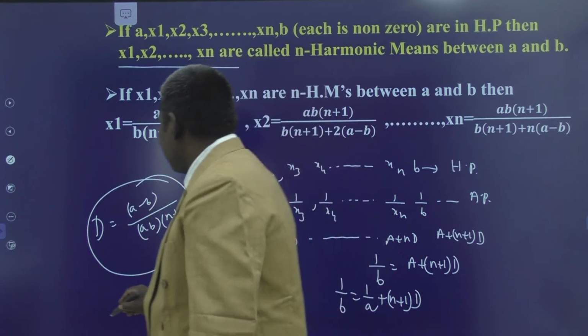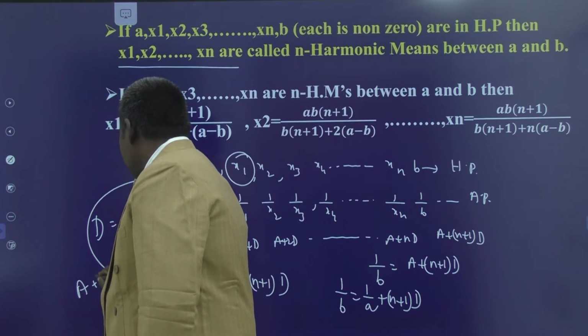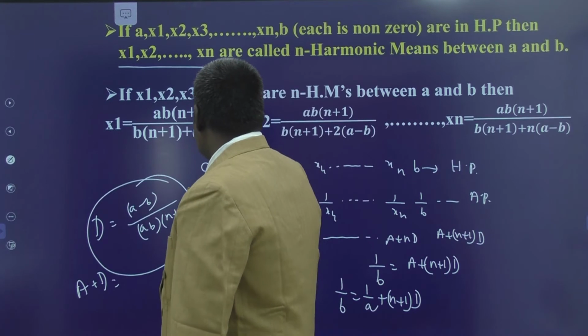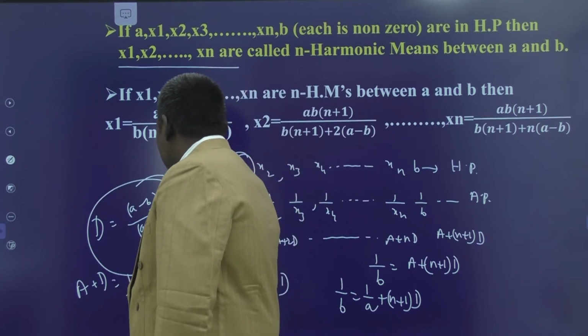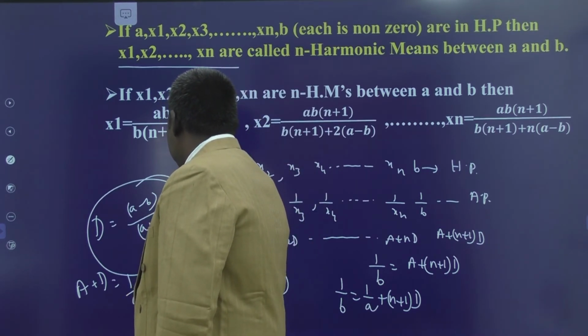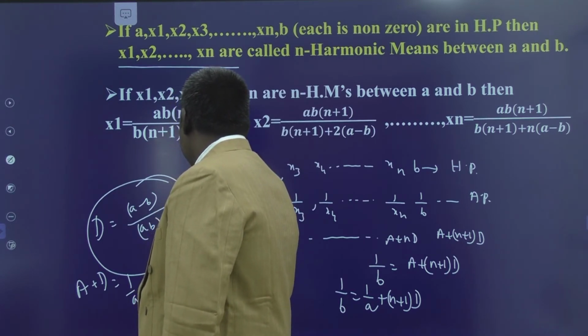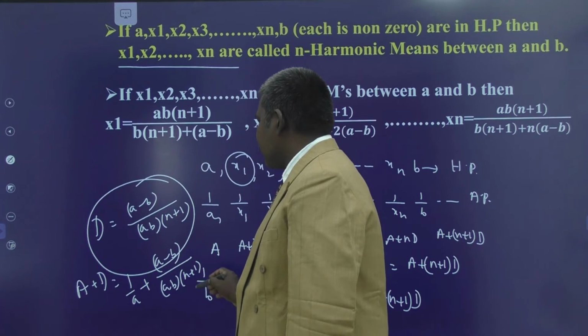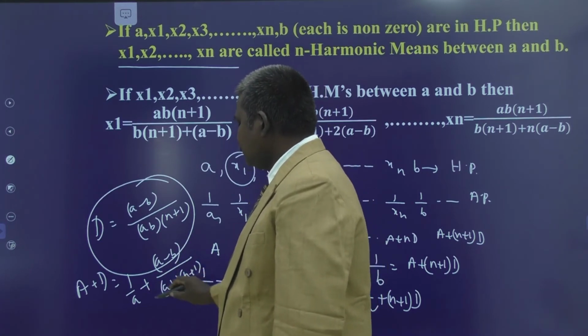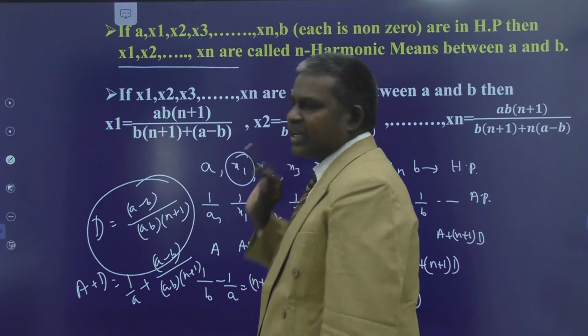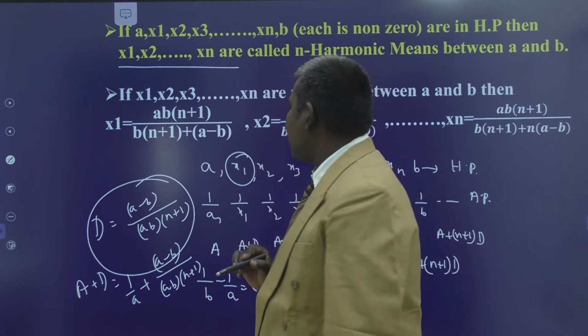A plus d. Capital A plus d. What is your capital A? Capital A is nothing but 1/a. So 1/a plus (a minus b) by ab times (n plus 1). Take the LCM, we get A plus d. And again take the reciprocal, we obtain x1.